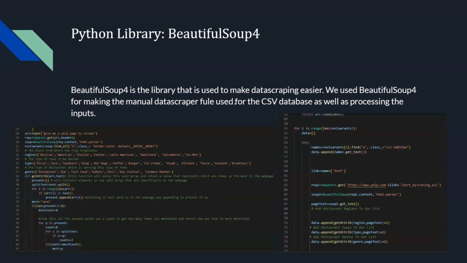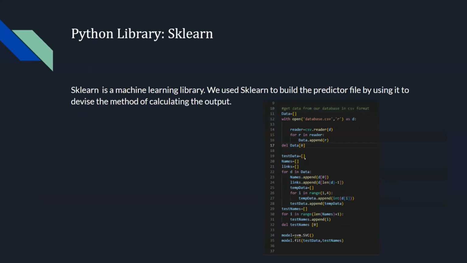And we use Beautiful Soup, which is a data scraping library with many different kinds of functions to make the process easier. We use this to make the manual data scraper file that we use to add info to the database. And then we have sklearn, which is a machine learning library, and we use this to build the predictor file, which would output the better restaurant.